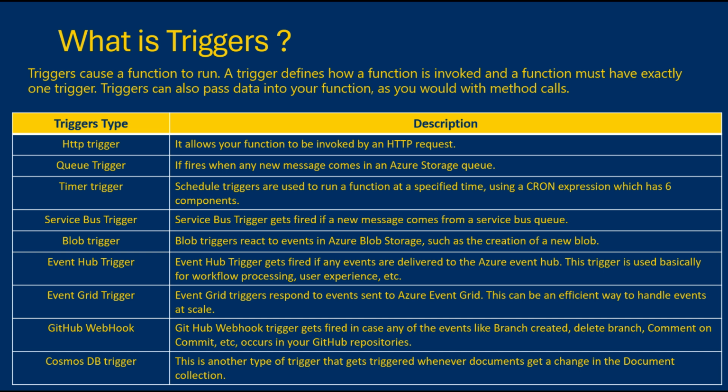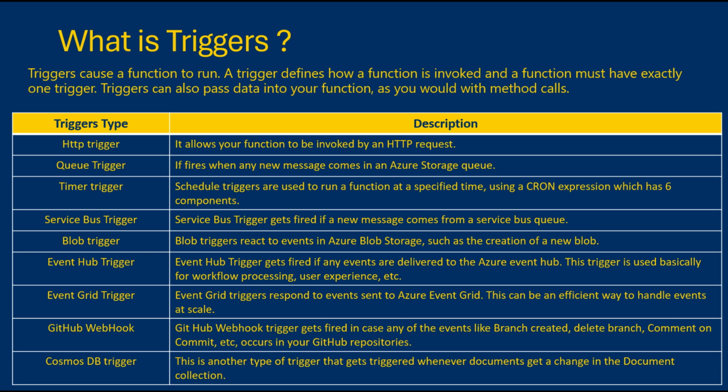Below is the list of triggers which Azure provides for functions. In this list, first is the HTTP trigger, which allows a function to be triggered by an HTTP request. Next is the queue trigger, which helps a function to invoke when any message is added to an Azure queue. Third is the timer trigger, which schedules a function to invoke at a specific time or after every specific time period.